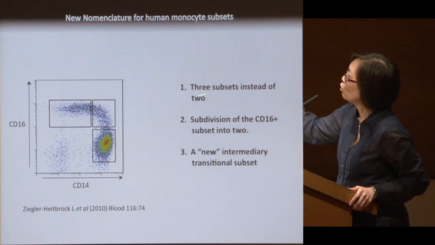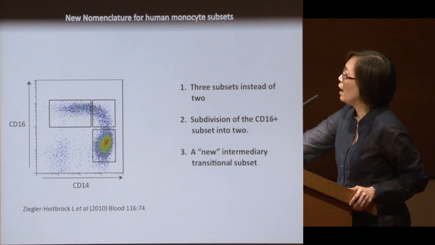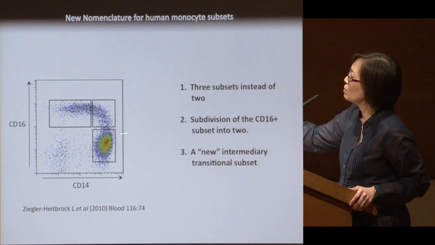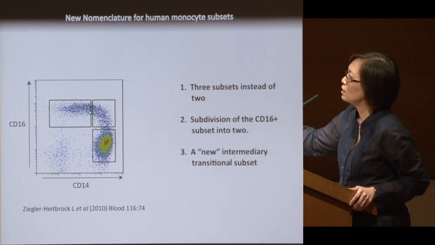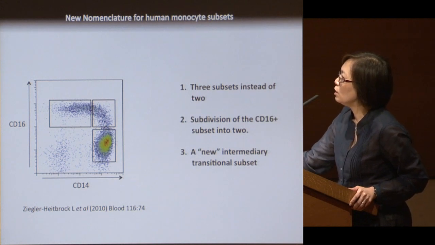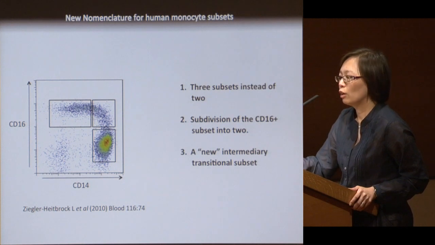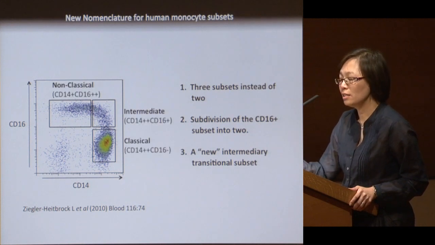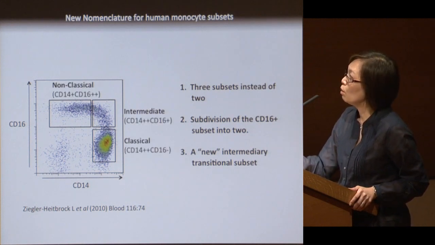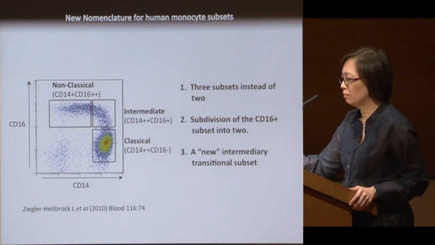And so there are three subsets instead of two now, and the subdivision is due to the division of the CD16 positive population into two subpopulations, as you can see here, resulting in a new intermediary transitional subpopulation. And the committee also proposed, for consensus reasons, that the three subsets should now be labeled as classical, intermediate, and non-classical.